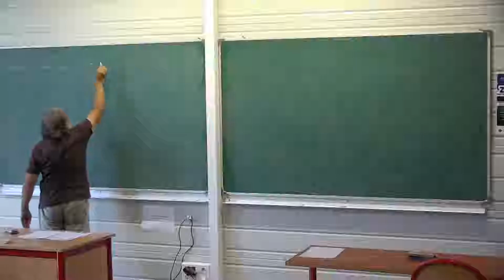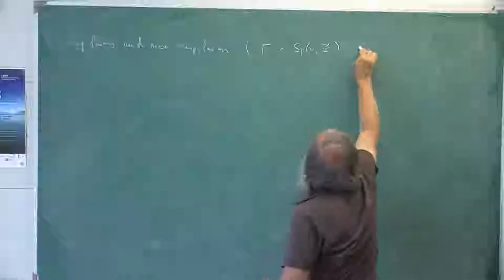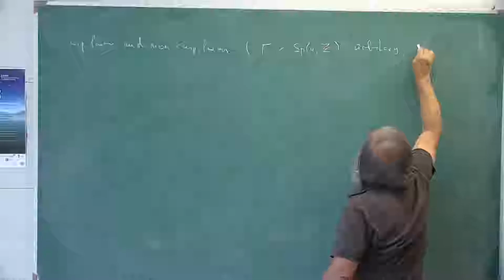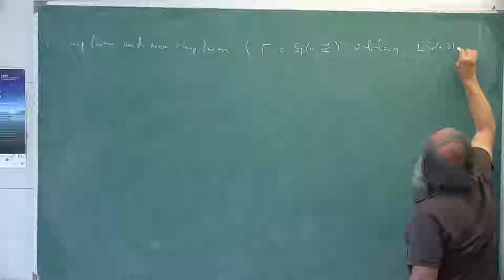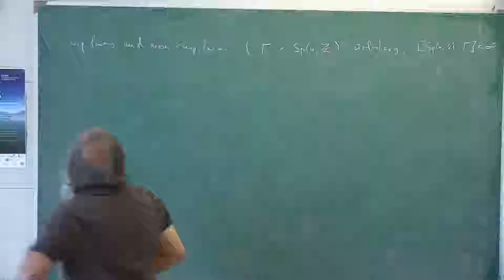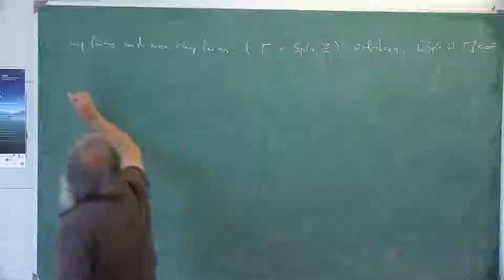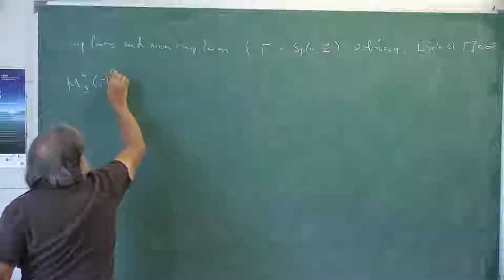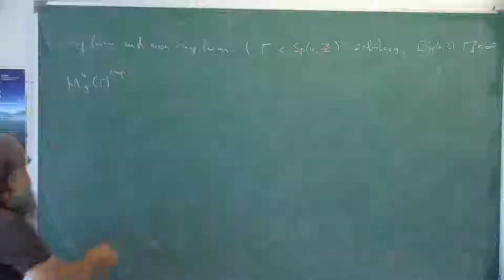So gamma can be now an arbitrary subgroup of finite index. Okay, so what is the space of cusp forms?